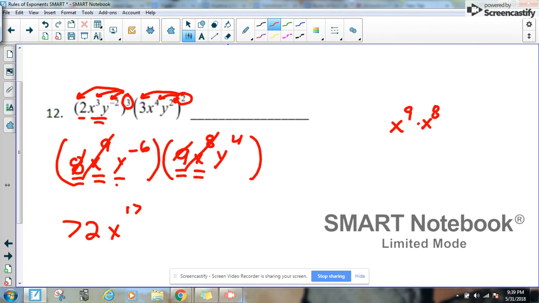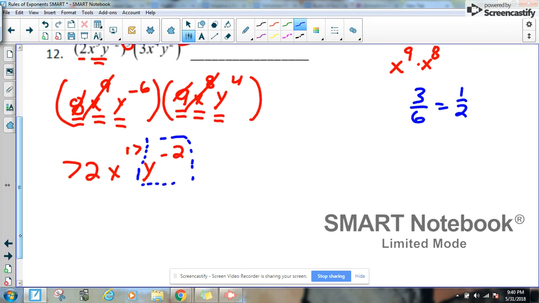And the same thing is going to go for the y. You've got y to the negative 6 and y to the 4th. You're going to add them together, and that's going to give you y to the negative 2nd. All right? Now, we would be done. However, this is a negative exponent. And negative exponents are kind of considered unsimplified math. It's kind of like looking at 3 over 6 is considered unsimplified because it's equal to 1/2. That's the same way we treat negative exponents.